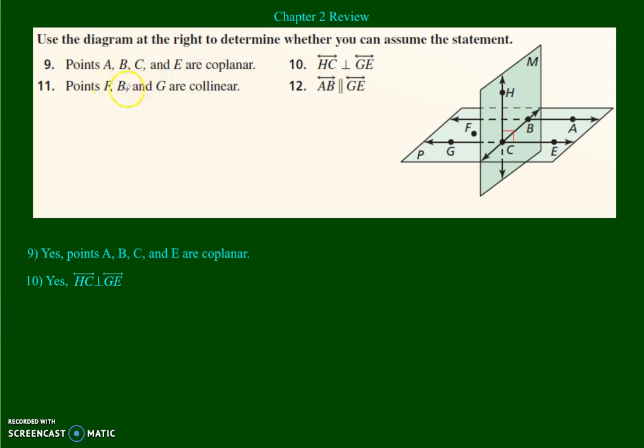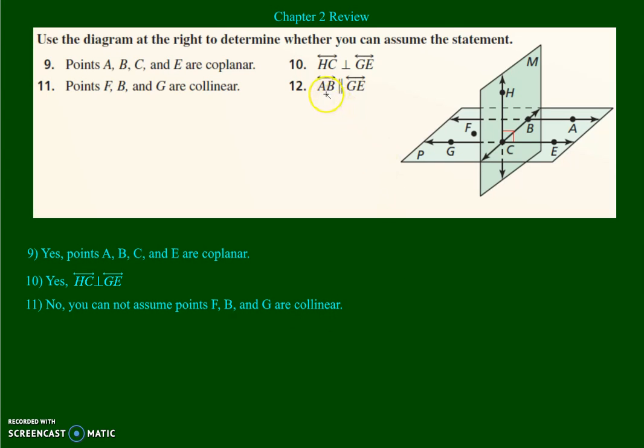Points F, B, and G are collinear. So let's take a look. Point F, point B, and point G. Well, it's possible that they could be, but there is no line drawn between them, and so based on this picture, we cannot assume that G, F, and B are collinear. So our conclusion is no, you cannot assume points F, B, and G are collinear. And now on to problem 12.